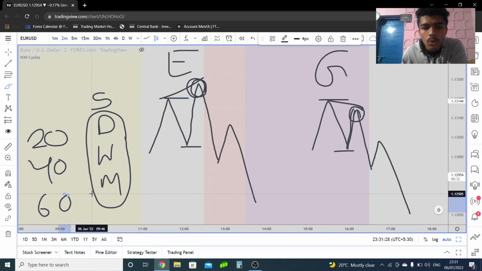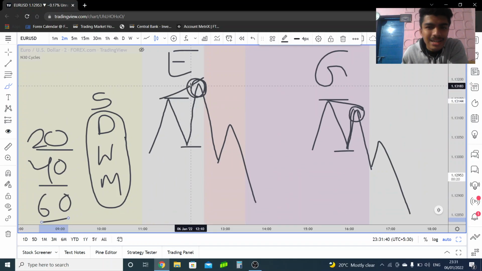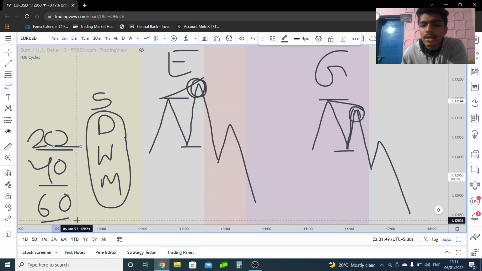What does it mean? SMT is formed when one pair is going to take the 20, 40, or 60-day old high, external range liquidity, and another pair like GBP is going to fail to take the 20, 40, or 60-day old high. So one pair is going to take external range liquidity, another pair is going to take internal range liquidity, and that is when our SMT is formed.